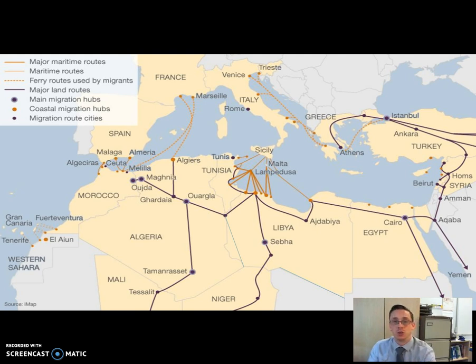Now, it's not the only crossing route that they have. Obviously, you can see here there's crossing points from Morocco into Spain, from Algeria into France, etc., and from Tunisia across into Italy as well. But these are some of the examples that we have, and we're going to be focusing on migrants using the crossing from Tripoli in Libya through into Italy.